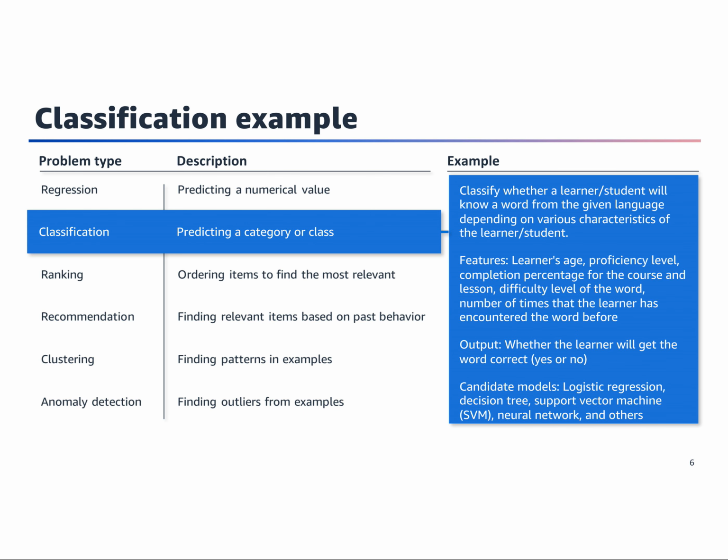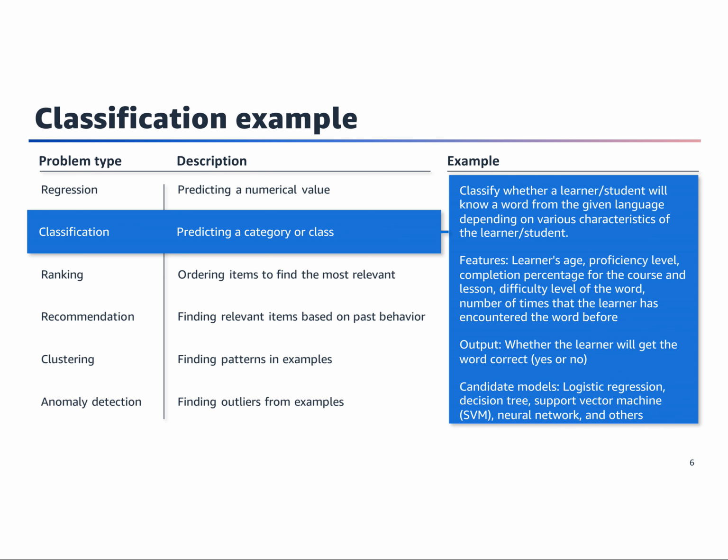Classification is another one of the most commonly encountered types of ML problems. In this example, the problem is to classify whether a learner or student of a course will get a word correct from the given language depending on various characteristics of the learner. The input features may include the learner's age, proficiency level in the language, completion percentage for the course and lesson, and number of times the learner has encountered the word before. The output is whether the learner will get the word correct, yes or no.